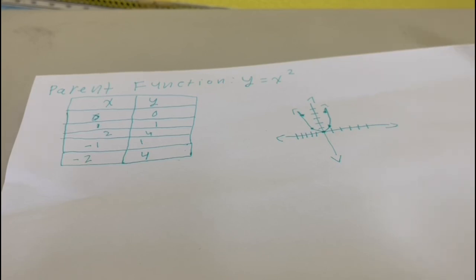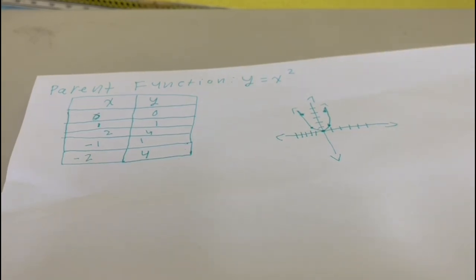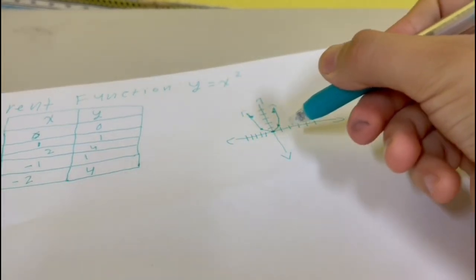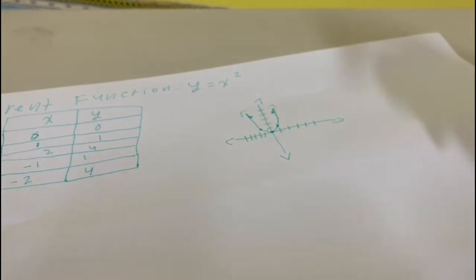So there's a table of values with x and y values. The x values are 0, 1, 2, -1, -2, and the y values are 0, 1, 4, 1, 4. We need to memorize those points, but when we practice a lot, you'll find it easy. In any question, there's no need to draw the table. Just graph the function. Here we have a coordinate plane, with an x axis and a y axis.